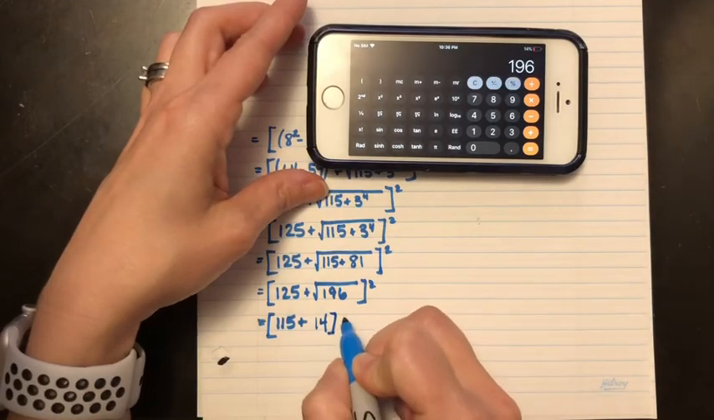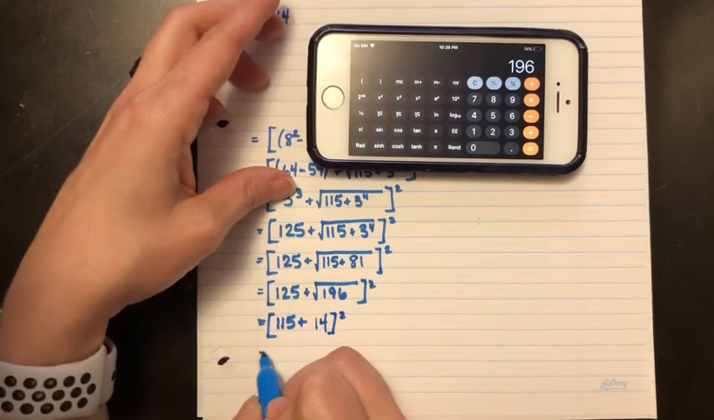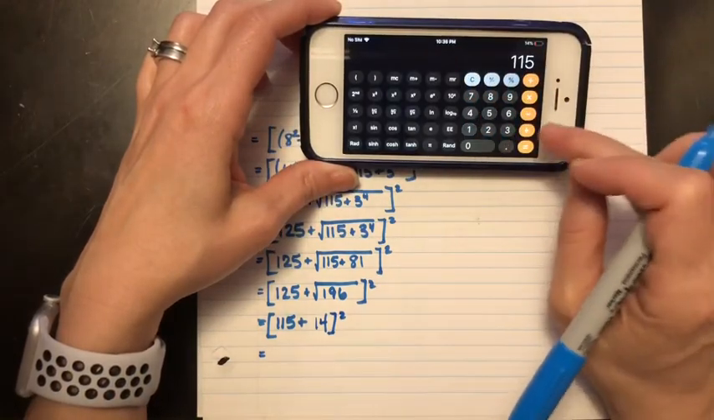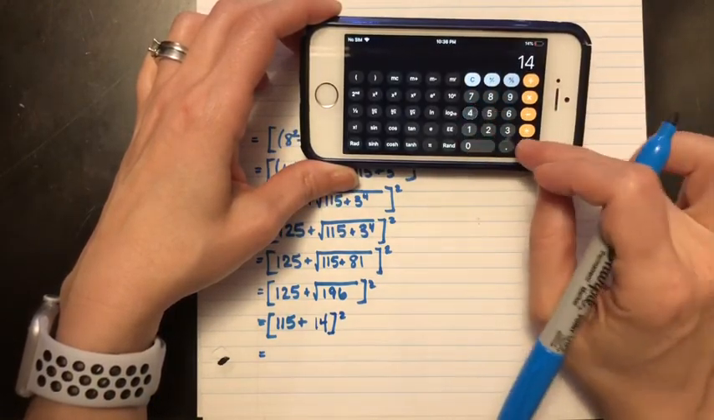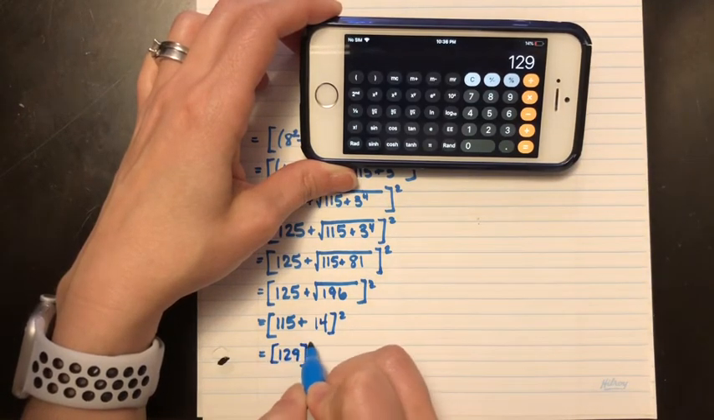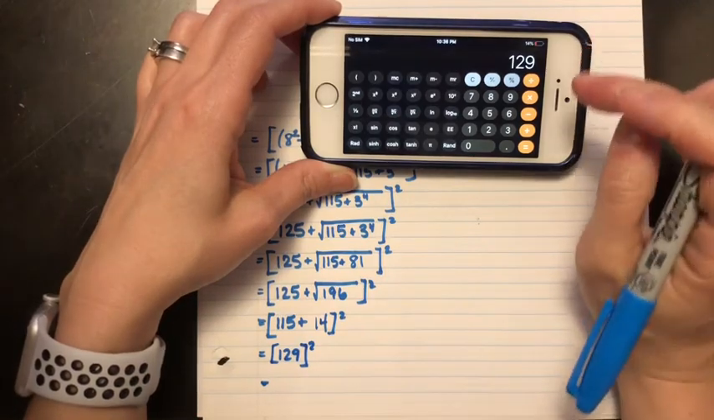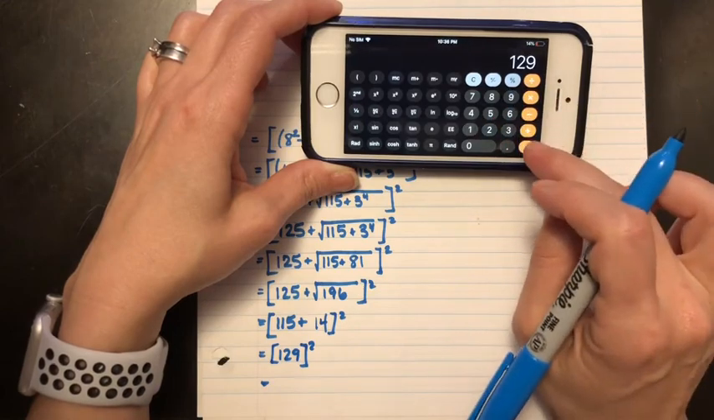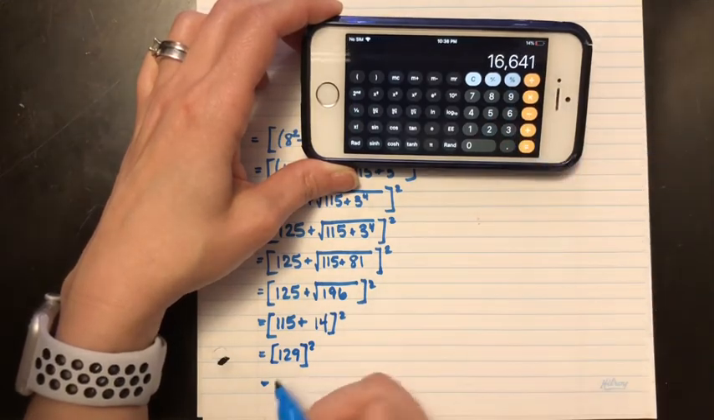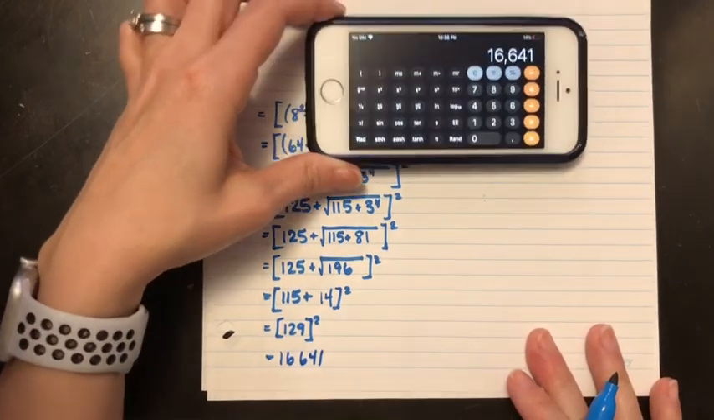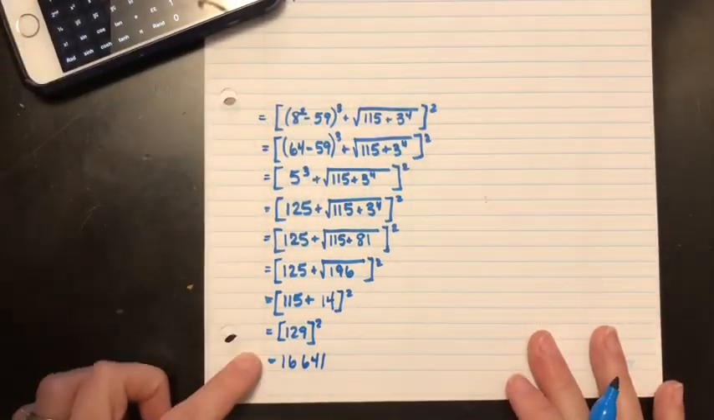All right, so that is going to be squared there. So now I'm going to go 115 plus 14 is going to give me 129. And this number has to become squared. So I'm going to go 129 multiplied by 129. And the equals, wow, this is a big answer, 16,641. And that is going to be the final answer of this question.